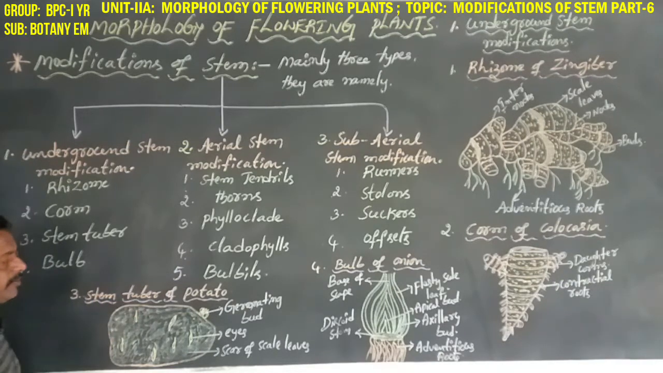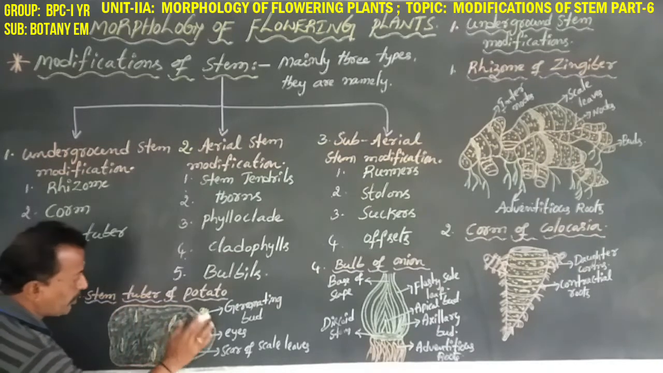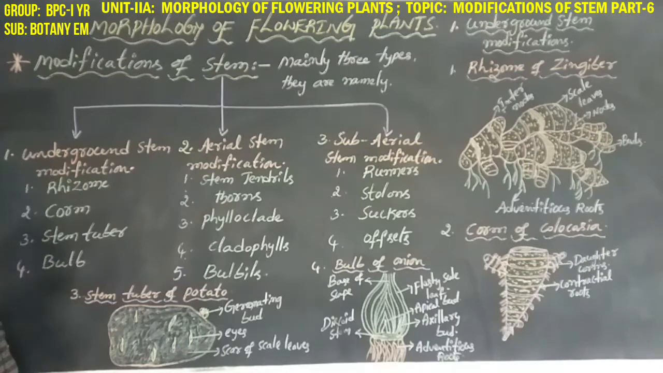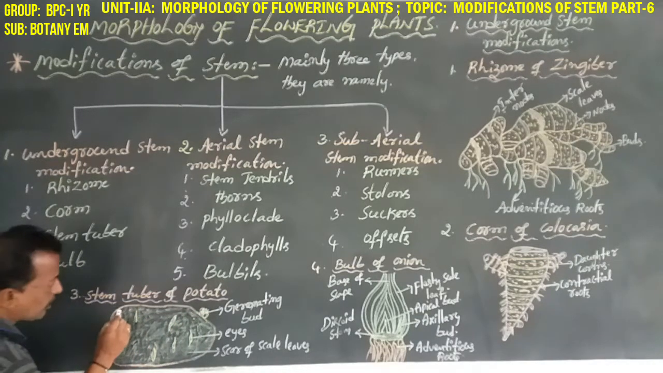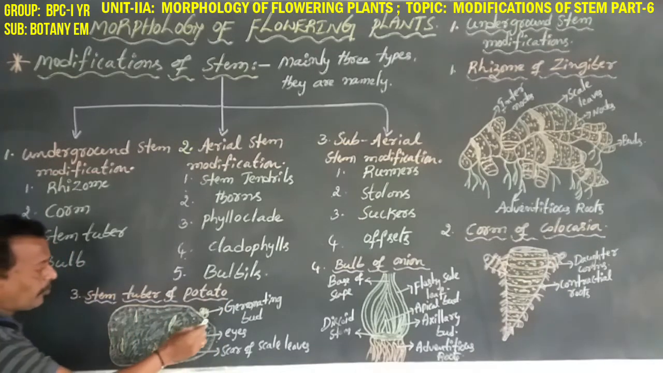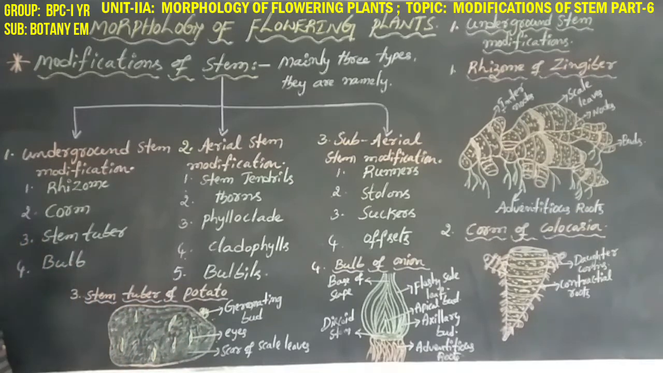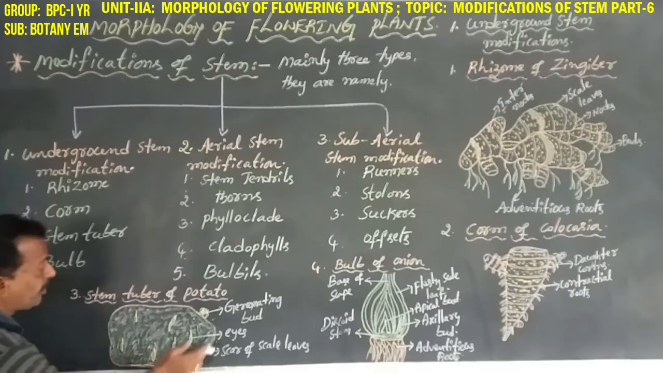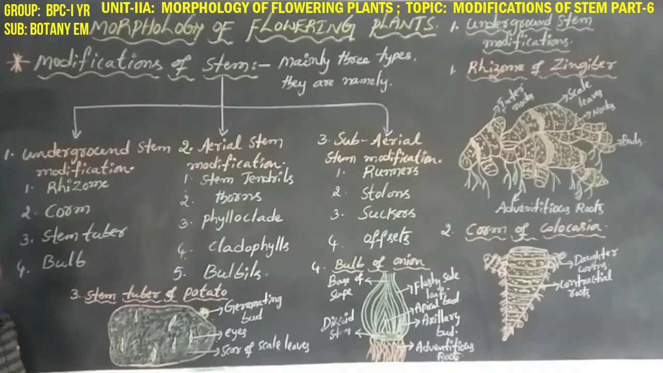The third underground stem modification is the stem tuber of potato. The stem tuber, the best example is potato, that is Solanum tuberosum. It is an underground stem and also grows horizontally in the soil. How does the potato develop? The swollen tip of an underground branch is called a stem tuber.